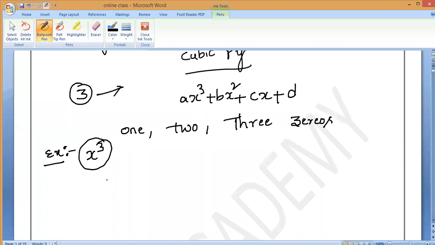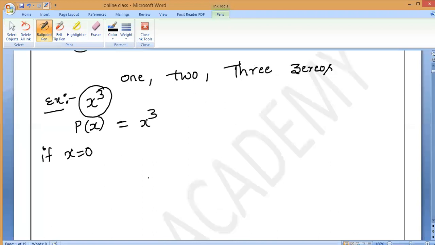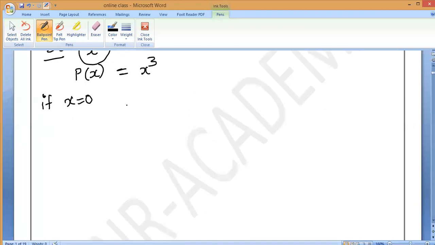Okay. Here we have to try to draw the graph. First, P of x equal to x cube. So we want some points. First point, if x equal to 0, what is the value? 0 cube, which is equal to 0. So the point is 0 comma 0. Okay, good.